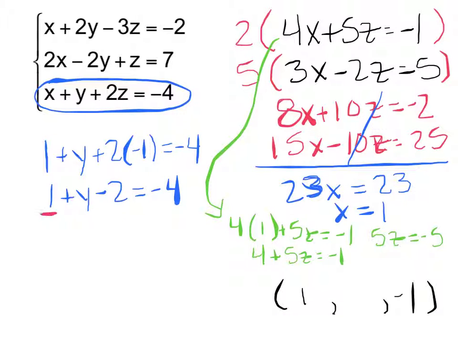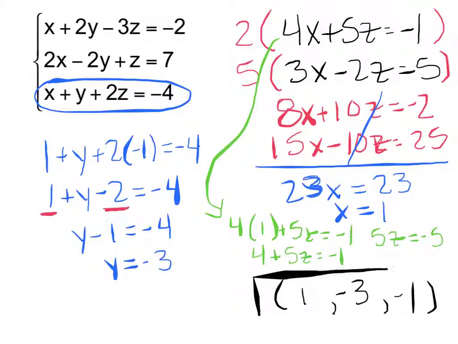Here's where we can combine like terms. Y minus 1 equals negative 4. Add 1 to both sides and we get y equals negative 3. So we're done. We have our final variable that we were looking for. These three planes meet at the point 1, negative 3, negative 1 in three-dimensional space.